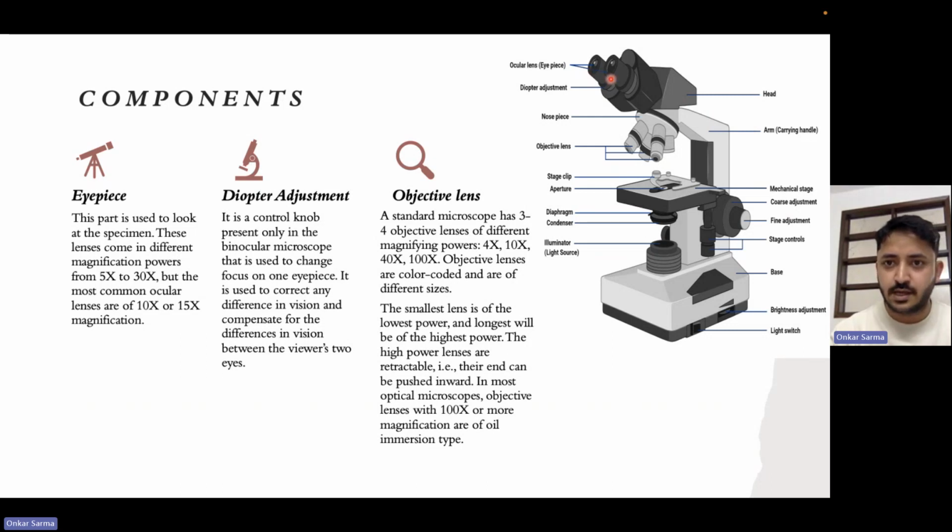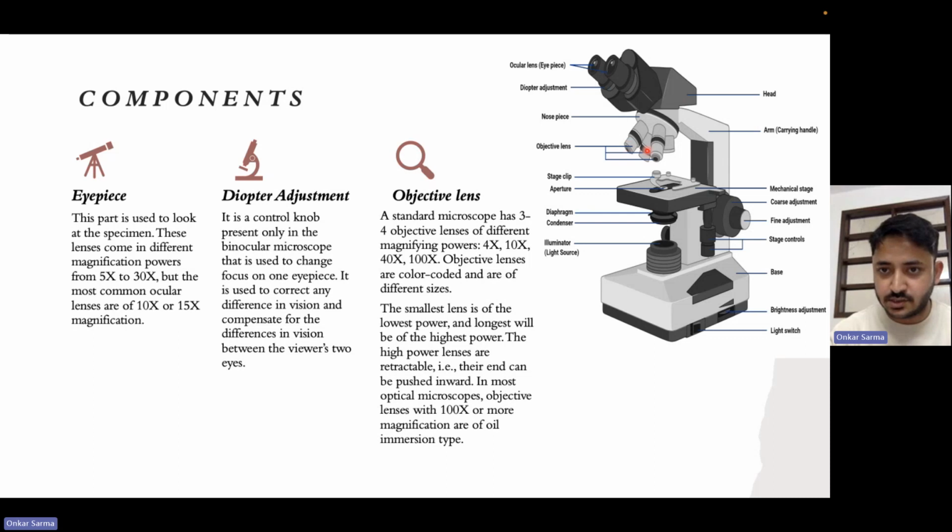Then below the eyepiece, there is the diopter adjustment. It's a control knob present only in the binocular microscope that is used to change focus on one eyepiece. It is used to correct and compensate for any difference in vision between the viewer's two eyes.